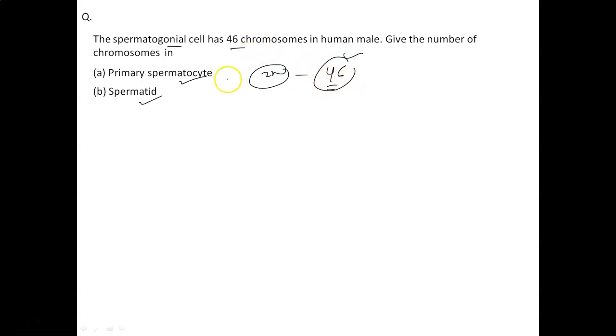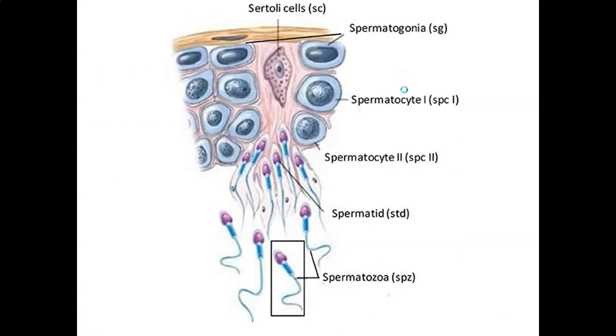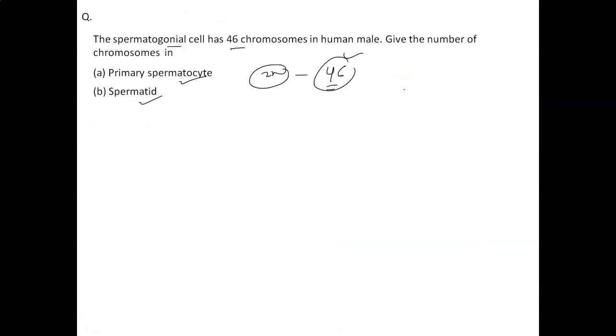Right? Now primary spermatocyte. We have just now seen that spermatogonia is 2n and primary spermatocyte is also 2n. It is just the growth phase which will result in primary spermatocyte from spermatogonia. There is no division, only the growth phase. So the primary spermatocyte will also have 46 chromosomes only.